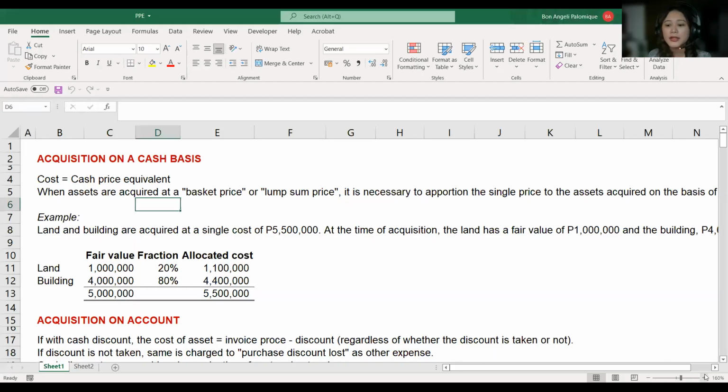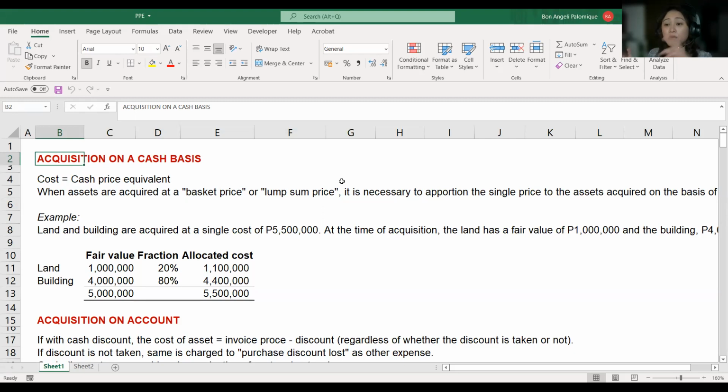Okay. So dito, magkakaroon tayo ng different examples for each acquisition mode, kumbaga method natin. So first is the cash basis. So sabi natin, pwedeng bilhin natin at cash. So pag cash, syempre, debit equipment or debit PPE, credit cash. And i-credit mo siya sa amount kung magkano mo siya binili.